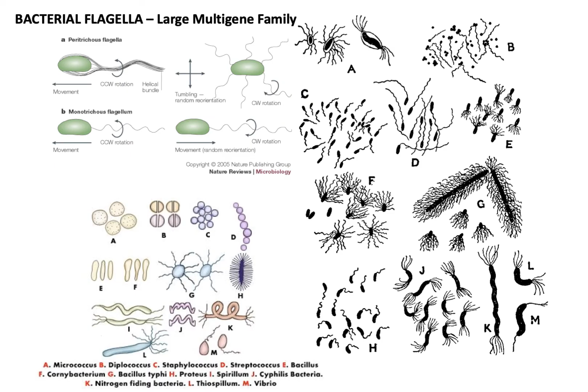One very large multi-gene family consists of genes that produce flagella in bacteria. And these are important for motility in moving the bacteria towards food, away from enemies, etc. And so some bacteria form flagella only at one end, some form flagella at both ends, and there are some that form flagella throughout the length of the bacterium.